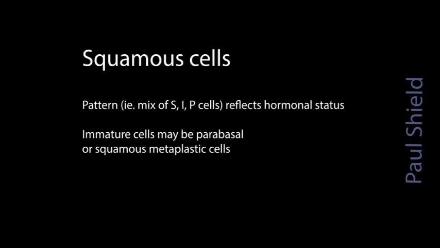In summary, the squamous cells that we see present are often mixed, so it's a mixture of superficial, intermediate and parabasal cells, but that pattern varies quite a lot, and largely that's under the control of two things. One, what areas are sampled, and secondly, the hormonal status of the patient, and we'll talk about that more next week.